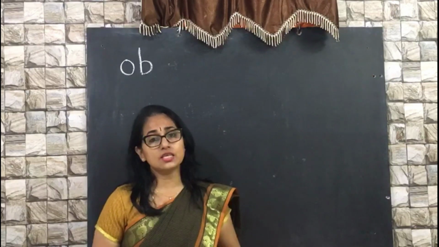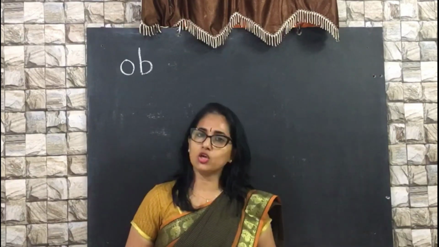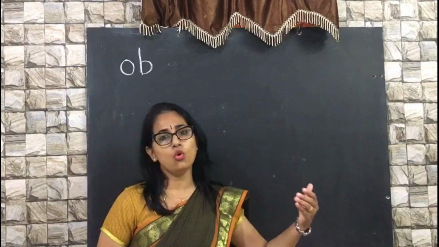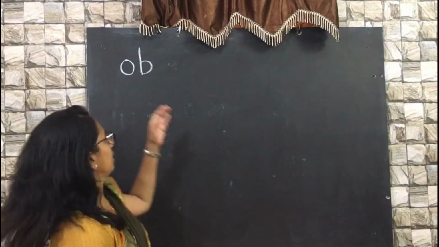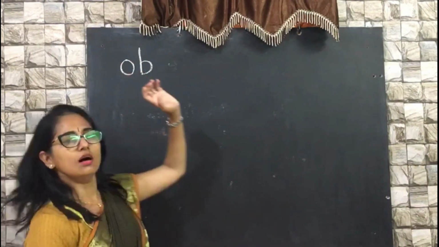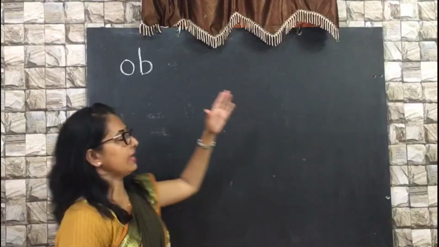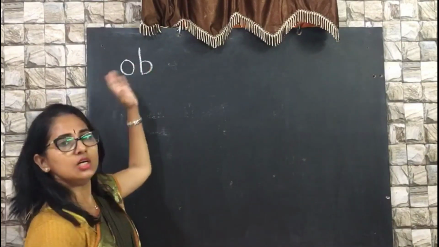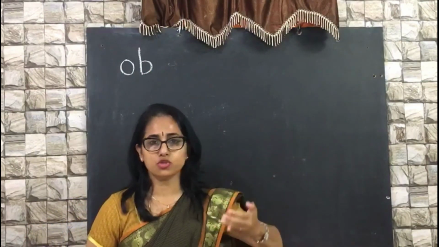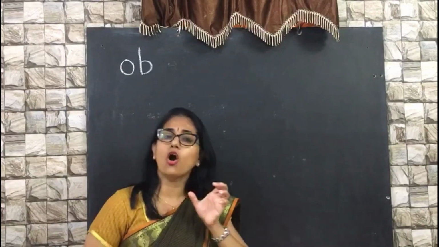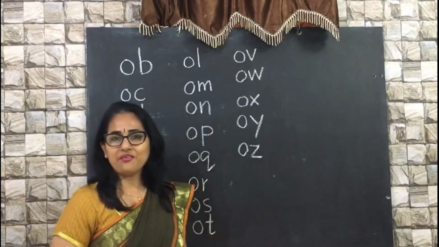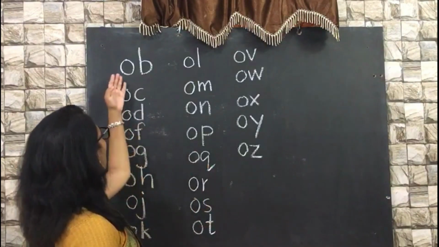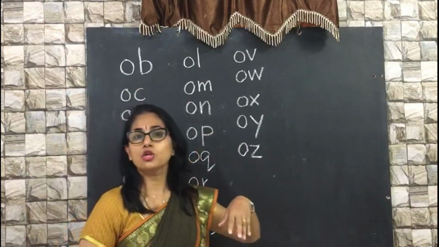Today's topic is how to introduce CVC words using the O vowel. Before introducing the CVC words, check whether your child is able to read the combination of the O vowel with a consonant, like O, B, ob. They should be in a position to read it together as ob. Here we have the combination of the O vowel along with all the consonants.